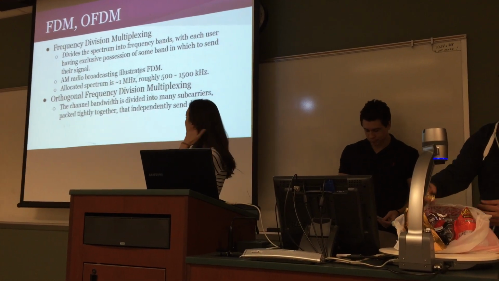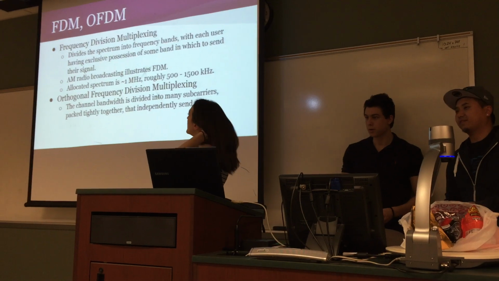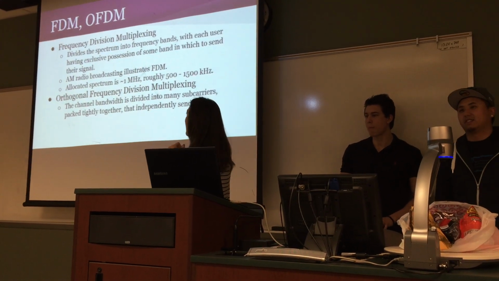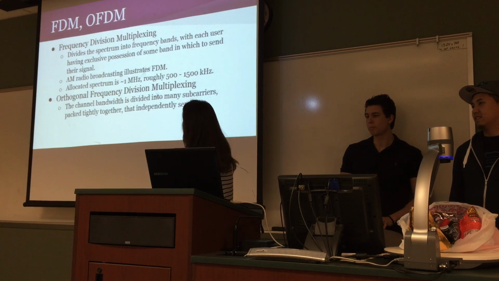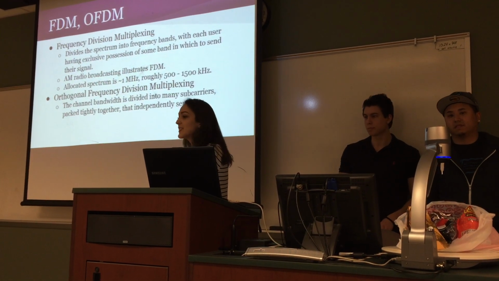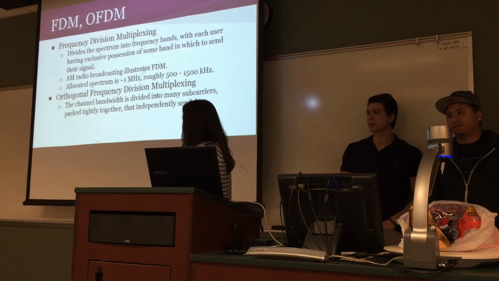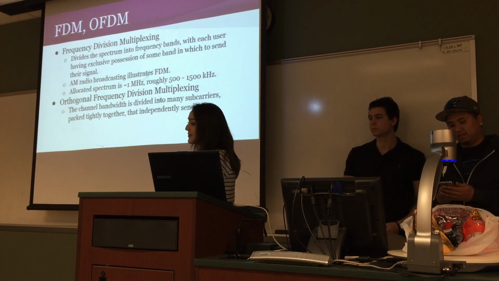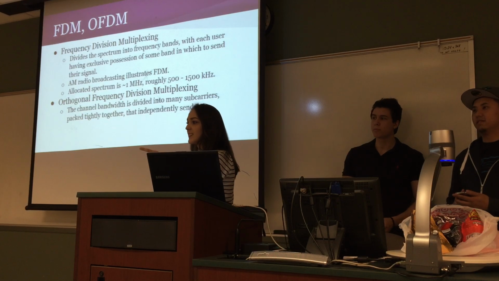Frequency division multiplexing is when the spectrum is divided into frequency bands, each user having exclusive possession of the same band in which they're sending their signal. An example of this is AM radio. I don't know what the difference is between FM, but AM is an example of frequency division. AM is longer distance. FM is shorter distance.